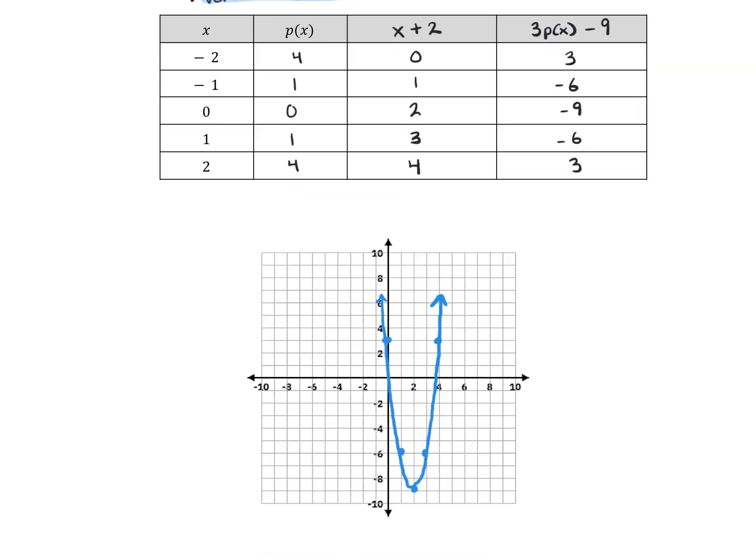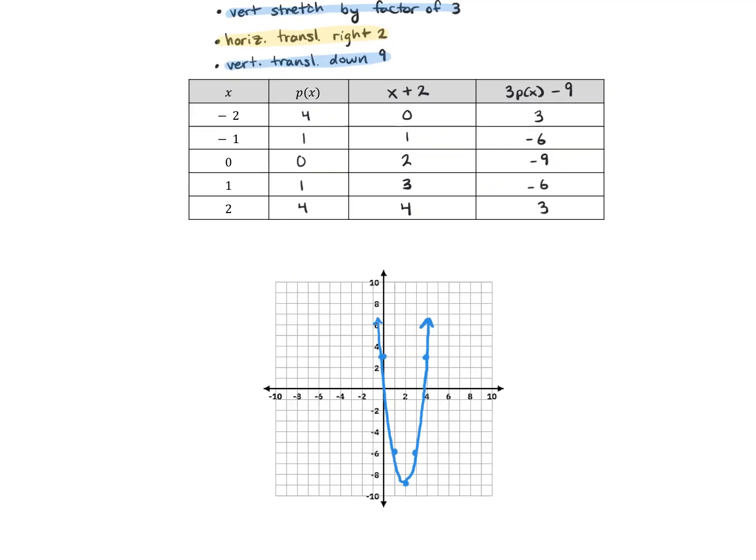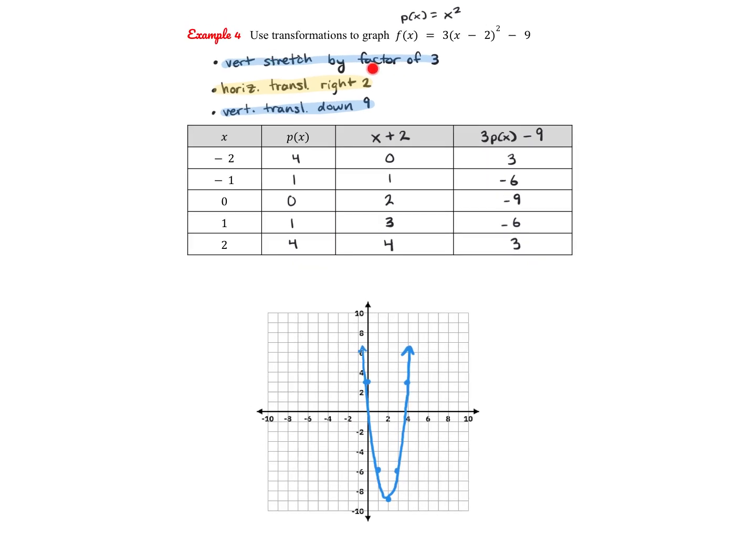And there you go. Now, if you kind of think back to what our parent function looks like from the warm-up, you can see that this graph is definitely a little bit narrower than our parent function because of that stretch. It's growing taller faster, and it has definitely been shifted to the right 2 and down 9. So you can kind of check to make sure that your transformations make sense for what graph you ended up with.